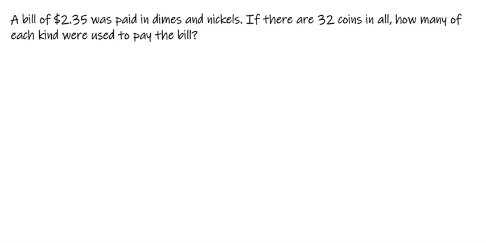A bill of $2.35 was paid in dimes and nickels. If there are 32 coins in all, how many of each kind were used to pay the bill? To solve this problem, we'll need to define two equations.